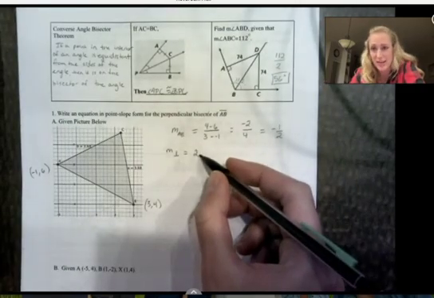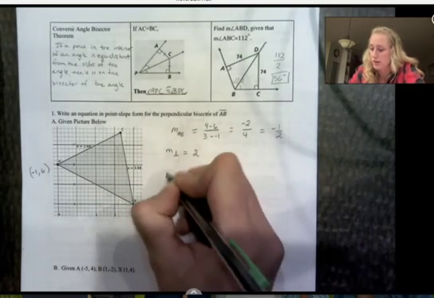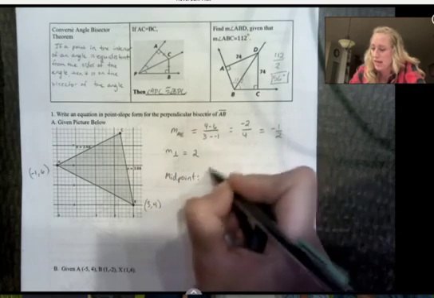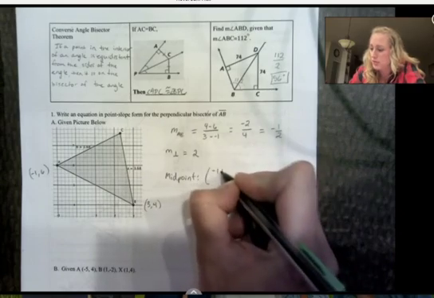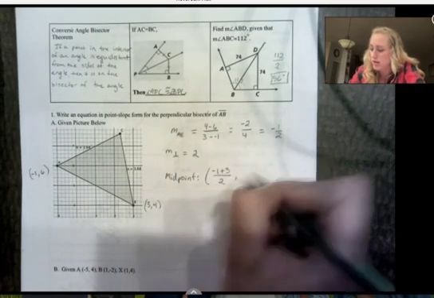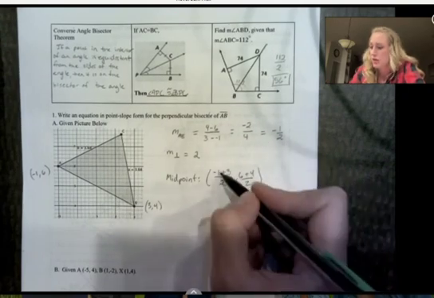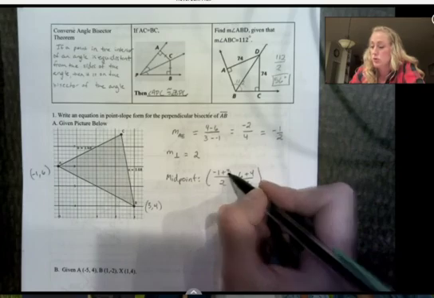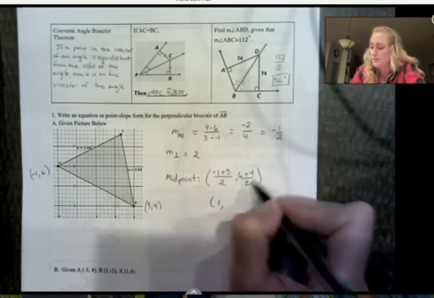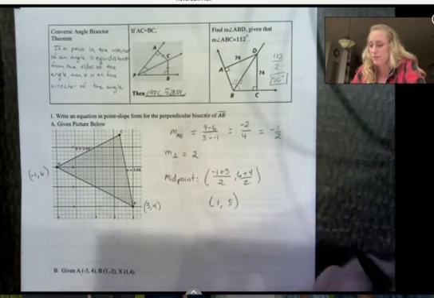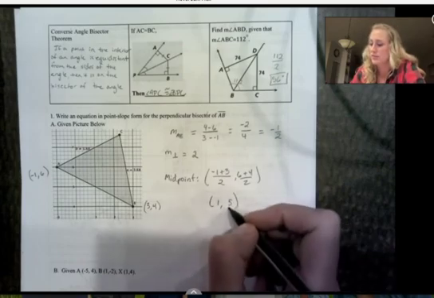Now I need the point it has to go through, which is going to be that midpoint. So I'm going to use the midpoint formula, which is x plus x, so -1 plus 3 divided by 2, and y plus y divided by 2, and then simplify. So -1 plus 3 is 2, 2 divided by 2 is 1, 6 plus 4 is 10, divided by 2 is 5. Okay, so 1, 5 is the midpoint.